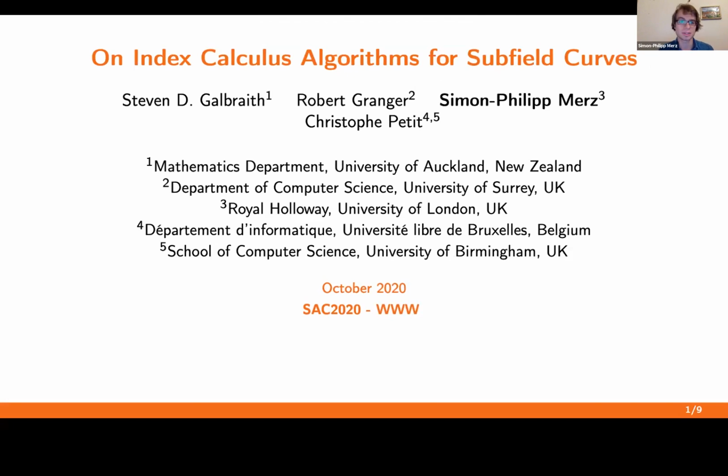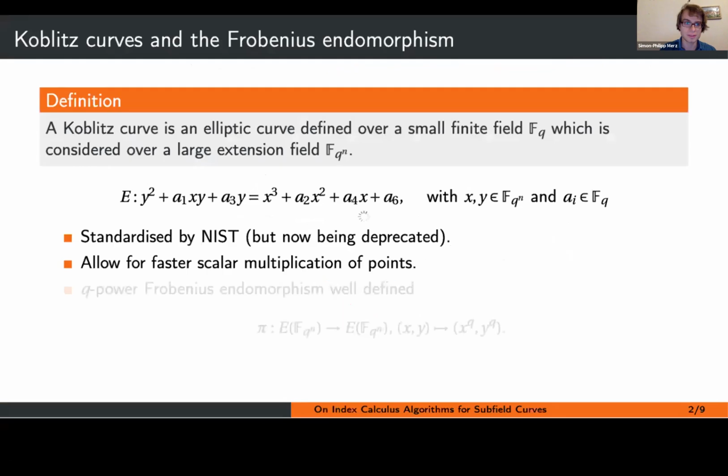This is joint work with Steven Galbraith, Rob Granger and Christophe Petit on index calculus algorithms for subfield curves. The curves we looked at were Koblitz curves, so elliptic curves that are defined over a subfield compared to the extension field we consider the curve over. If you think of the equation of an elliptic curve, it's basically one that has coefficients in some subfield, and we still consider all the solutions to the equation in the extension field.